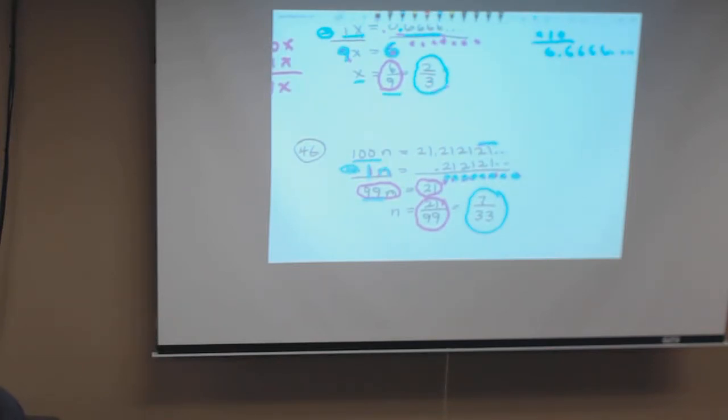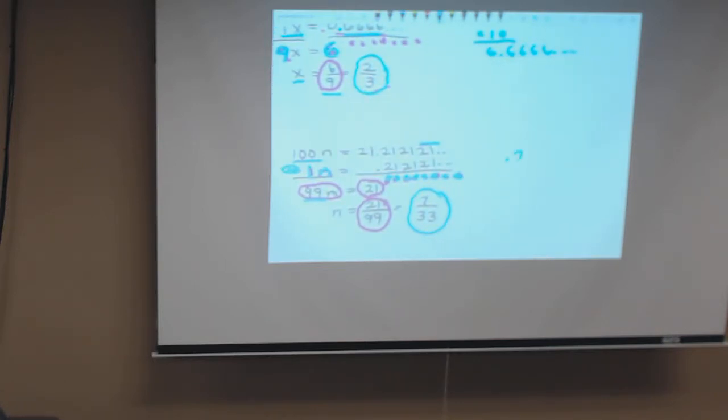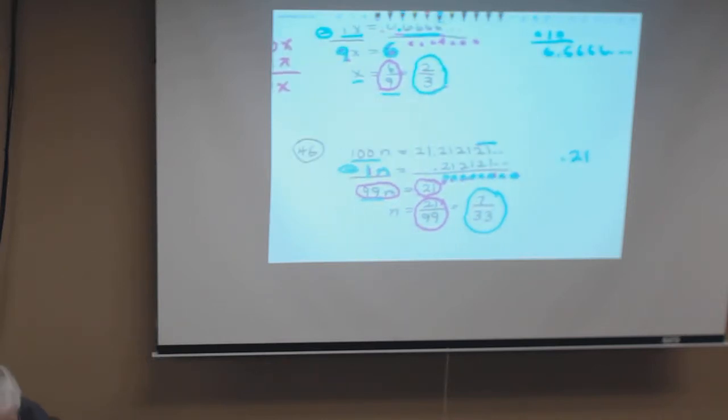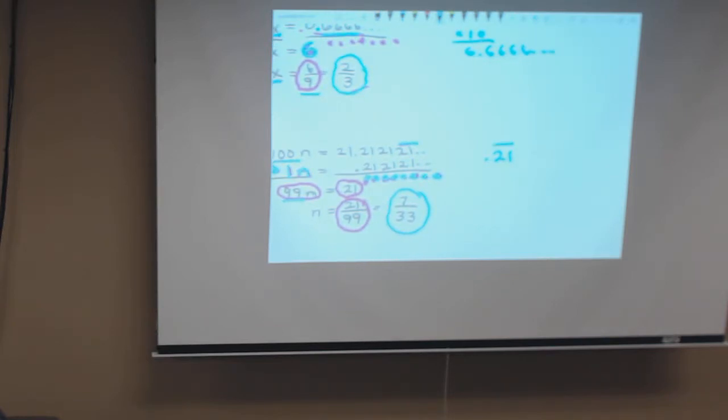So here's what I just did. I just took this number, 0.21, number 46, with a line over the 21, and said that equals, actually, let's make it equal something else. That equals 21 over 99. I hate it when I show people shortcuts, because then they just use the shortcut without thinking about what's going on. But that's just 21 over 99, which reduces down to 7 over 33.